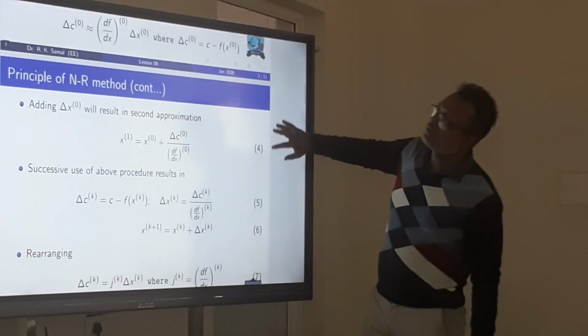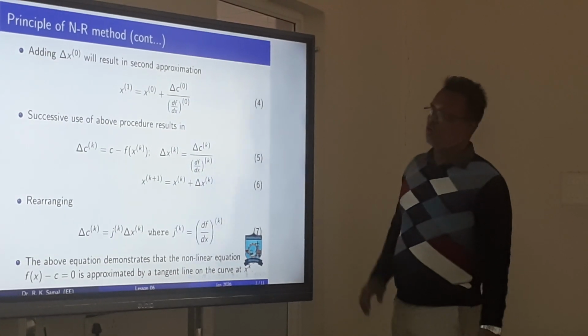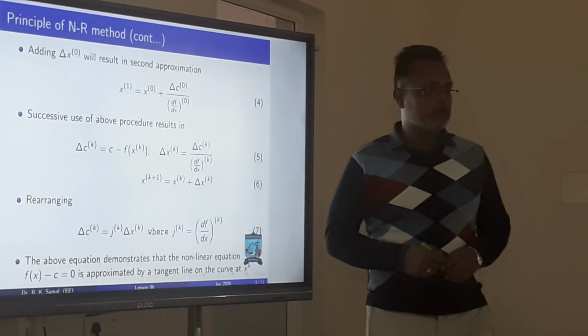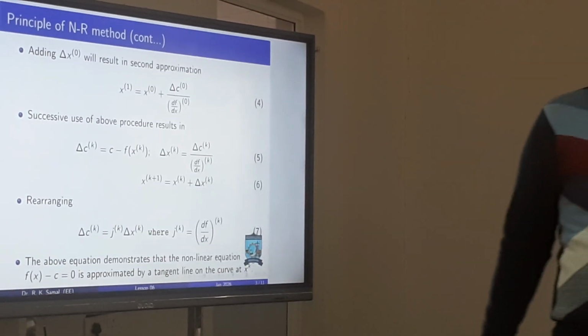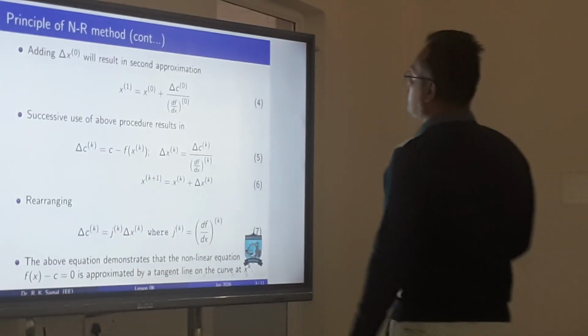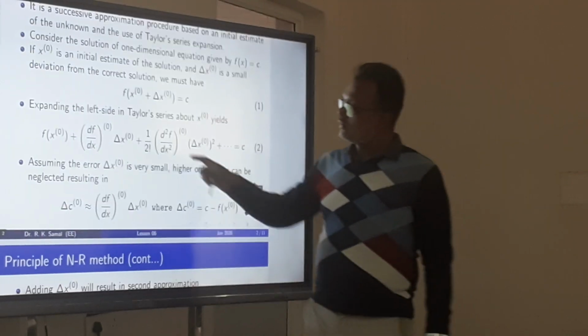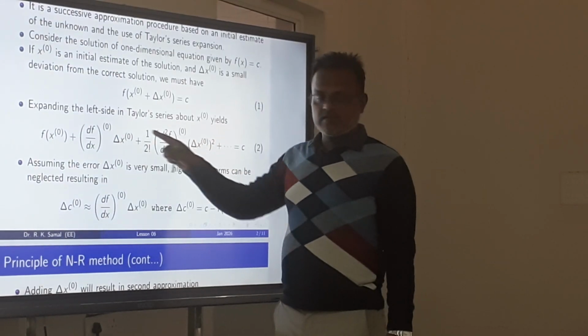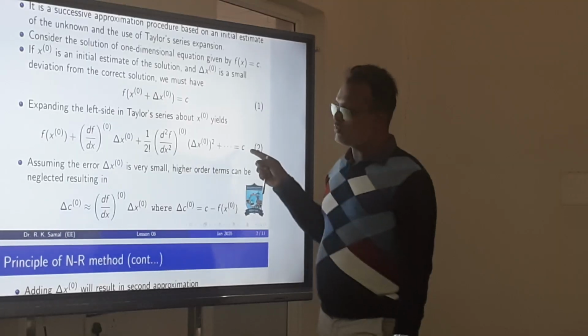Okay, next. Now coming to the formula. So that is the derivation stage. Now the working formula, you write the working formula. Which one? So delta C. This is the Taylor series expansion equal to C.